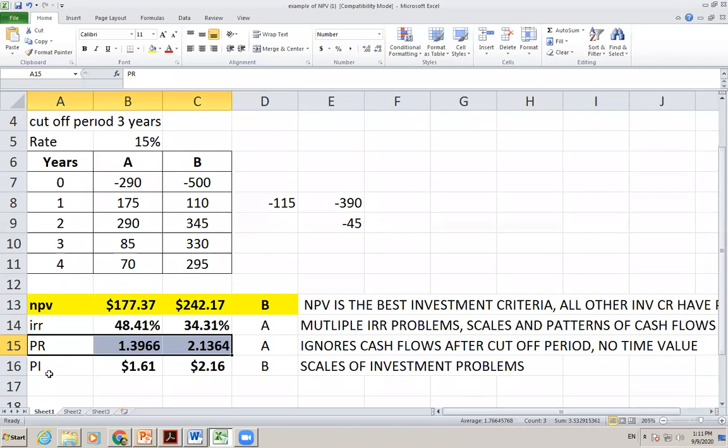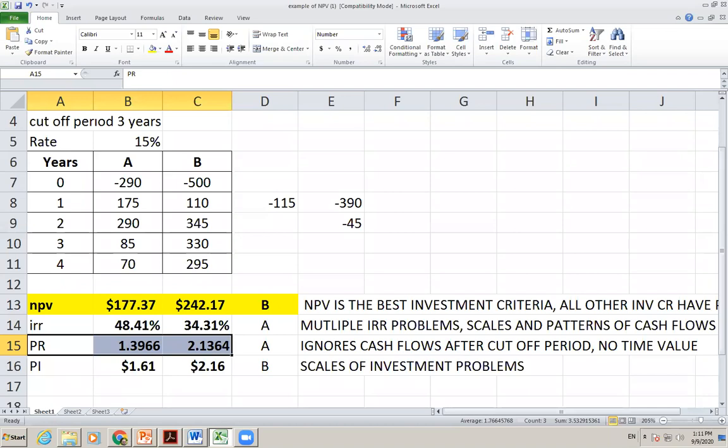And profitability index is another investment criteria measure. The higher the number, the better the position of the project. It's an index, and it should be in absolute terms. More than 1, it's profitable. Less than 1, it's not profitable. But if it's mutually exclusive, you're going to select the highest one. As we can see, both of them are profitable because they both are more than 1. However, project B gives you higher PI.